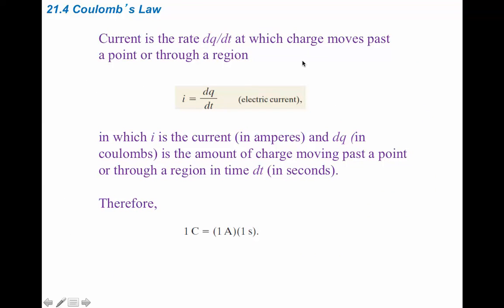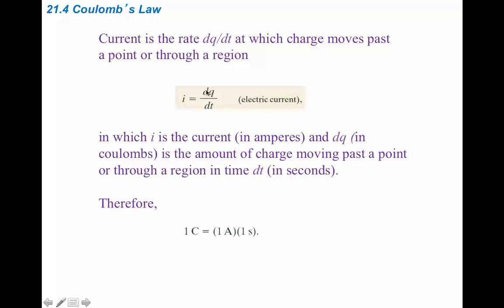Okay, now just briefly we'll mention current. We won't be using current for a few chapters. Current is the rate at which charge moves past a point or through a region, and so current I is equal to dq/dt, the rate of change of charge with respect to time. The unit of current is amperes, or amps, and dq is the amount of charge moving past a point or through a region in time dt in seconds. So, change in charge over change in time.